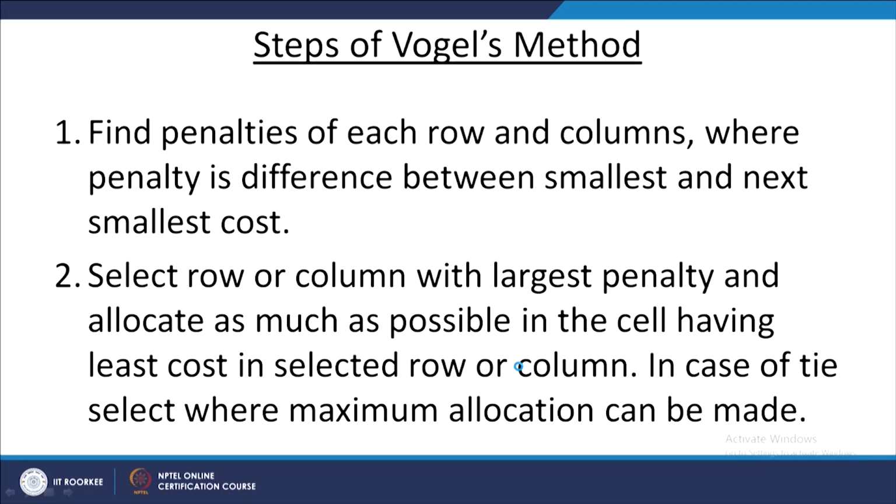Then the third method, that is the Vogel's method. We need to find out the penalties of each row and column, where penalty is the difference between the smallest and the next smallest cost. So, we have to calculate the penalties and write that down in the last column. Now, step number 2 says select the row or column with largest penalty and allocate as much as possible in the cell having least cost in the selected row or column, and in case there is a tie, select where maximum allocation can be made.